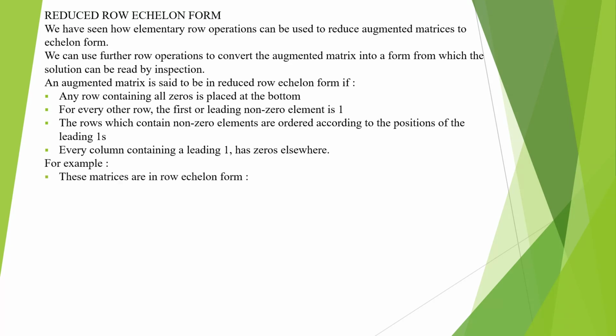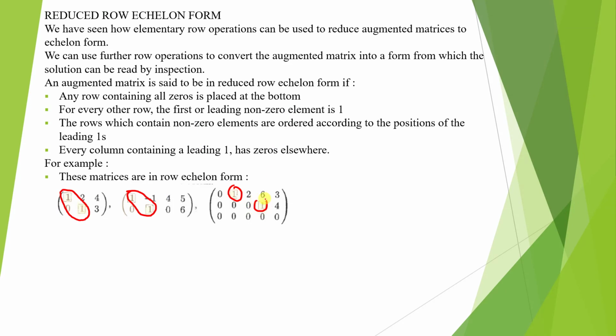For example, this matrix is in row echelon form. The first non-zero element is 1. This is a row echelon form. This is a row echelon form, and the first is a row echelon form. This one is 0, so this is the row echelon form.